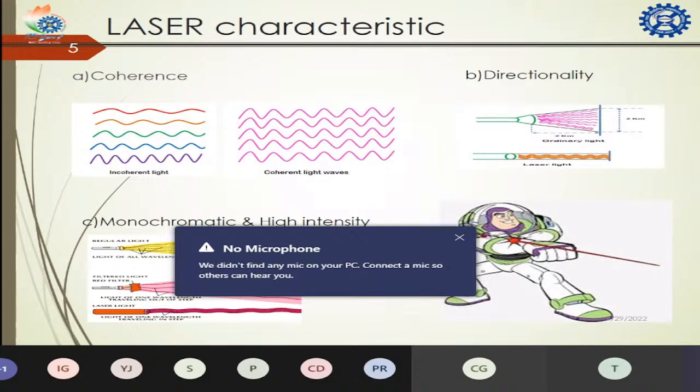And the third is monochromatic and high intensity. Monochromatic is like, as we see from this picture, regular light has different wavelengths. All the wavelengths combine together to form that white light. If I go to the second image, if we put a red filter in there, then we can see only that single wavelength. But in terms of lasers, it emits light of only one wavelength, and that's how it is different from other normal incandescent light sources.